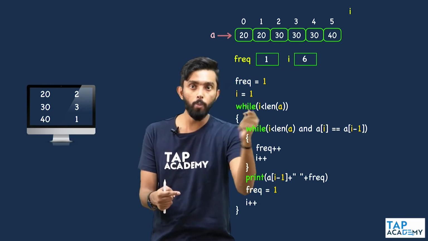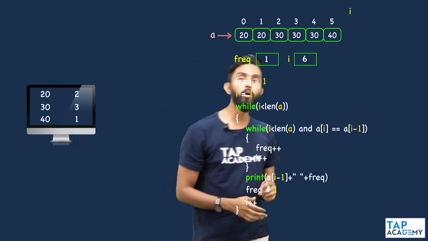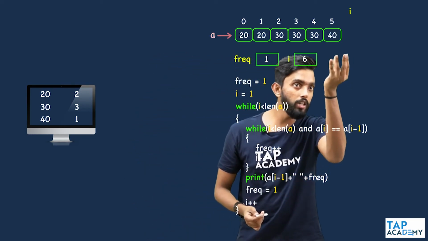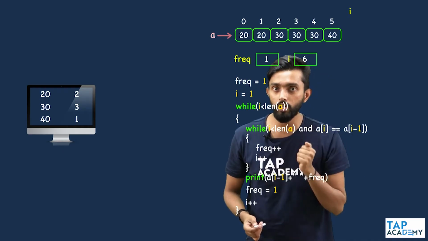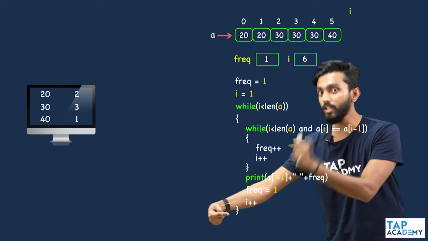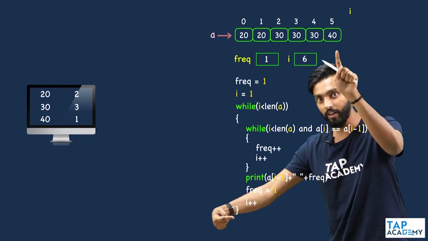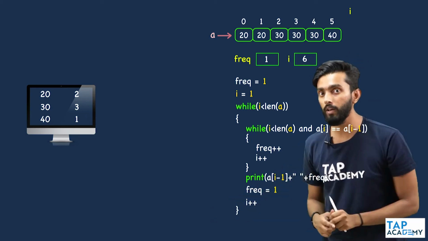Then when you loop again, the condition fails, and you will come outside. So it is very important that you take such a condition into consideration. When I come out of this outer while loop, there is a chance that there could have been a last element which was different and its frequency did not get printed.